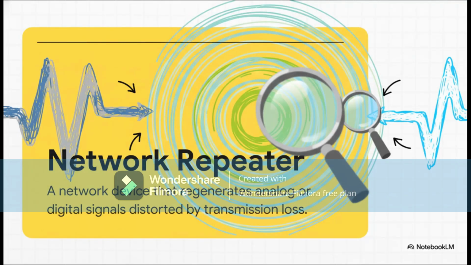Okay, pay close attention here, because this is the official definition you'll need for your exams. A network repeater is a device that regenerates or replicates a signal. Now, lock onto that word regenerates. It's so important. It doesn't just make the signal louder, it rebuilds it from the ground up. Honestly, if you remember that one word, you're halfway there.